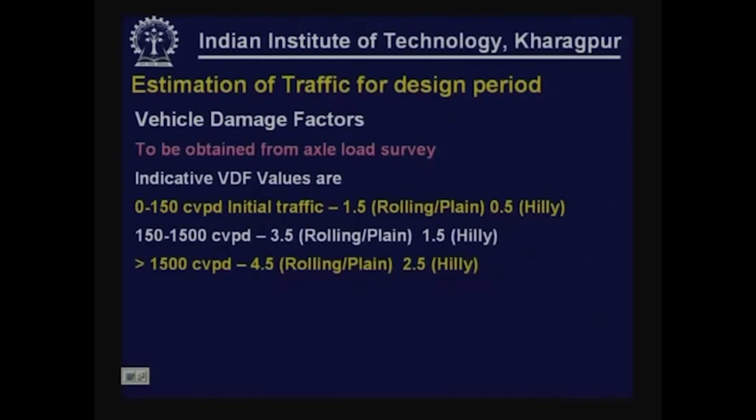For 150 to 1500 commercial vehicles per day, 3.5 for rolling and plain terrain, 1.5 for hilly terrain. Similarly, if the commercial traffic intensity is more than 1500, 4.5 for rolling and plain terrain, 2.5 for hilly terrain. So, this is how we can select the vehicle damage factors. Thus we can estimate N, which is the cumulative standard axle load repetitions that the pavement has to cater to.